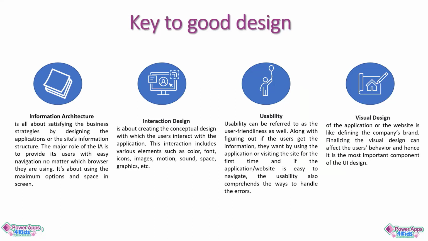The first one is information architecture, also known as IA. It is all about satisfying the business strategies by designing the application or the site's information structure. The major role of the IA is to provide its users with easy navigation no matter which browser they are using. It's about using the maximum options and space in the screen. An example would be that if a user is using a different mobile set, some have big screens, some have small screens, so the look of the application should still be the same.